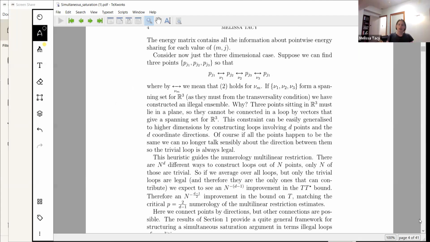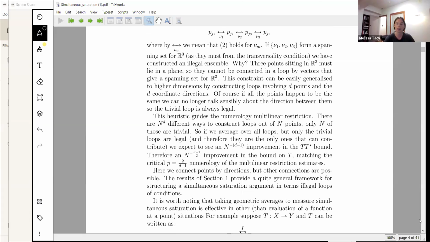Now, when I do the proof for the simultaneous saturation result, I am going to express it much more generally and express it in terms of conditions. So instead of saying things are connected by a direction, I will say there is a relation between the points. For me, and in this paper, the relation is always geometric, but it's not actually necessary to use a geometric relation. You can have other relations, you could have other obstructions. The main thing is that you have obstructions that form loops, because that is the construction that we do in terms of the paths.